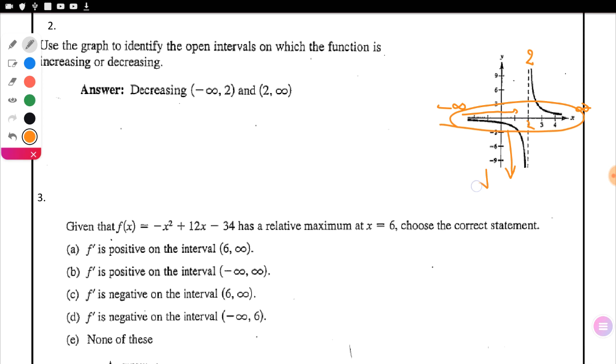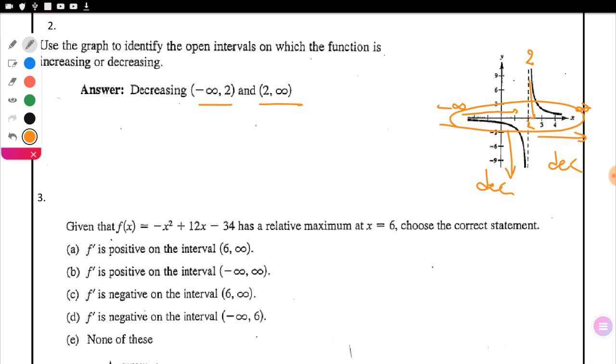So here the function is what? Decreasing. By the same way, here as x increases, y what? Decreases. Here the function is what? Decreasing. Here the function is decreasing on both intervals, the open interval negative infinity to 2, and the other interval, the open interval 2 to infinity. It's so easy. And at 2 here, the derivative what? Does not exist. The first derivative does not exist. Here there is a discontinuity.